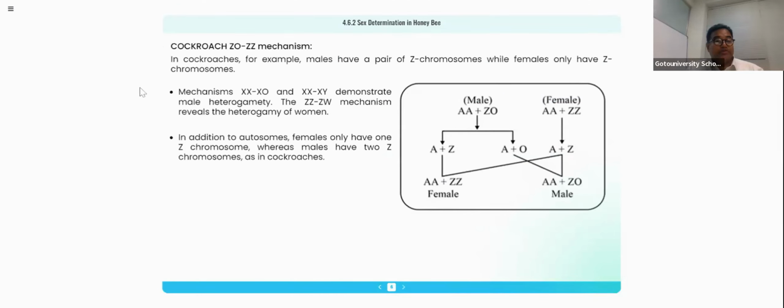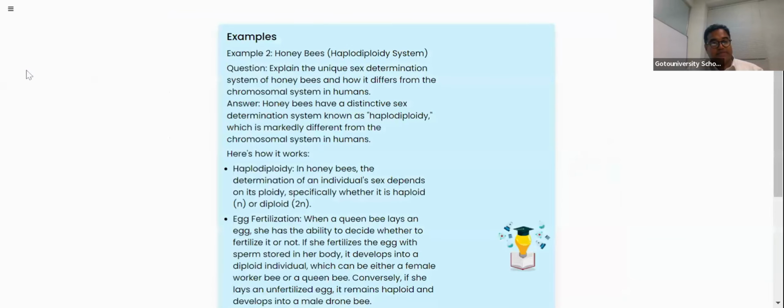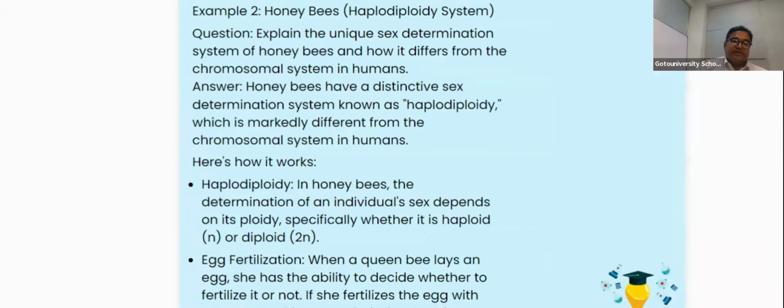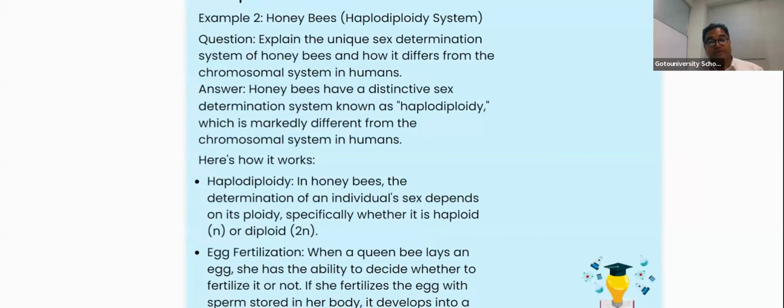Now we are coming to mutation. Before going to the mutation, we will go through a few questions. First we will go to the examples. Can you see this? Quite amazing, the way we present it for you in the case of the answer. Haplodiploidy condition. What is this? What do you mean by that?